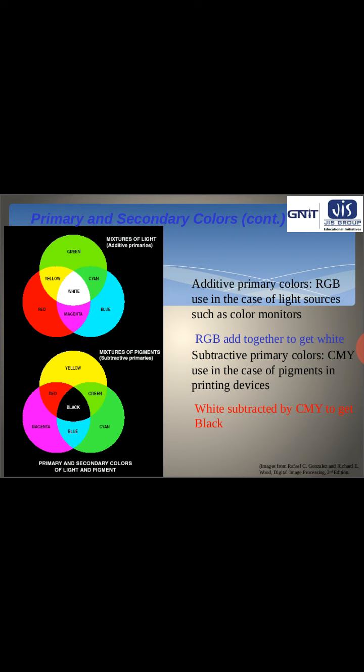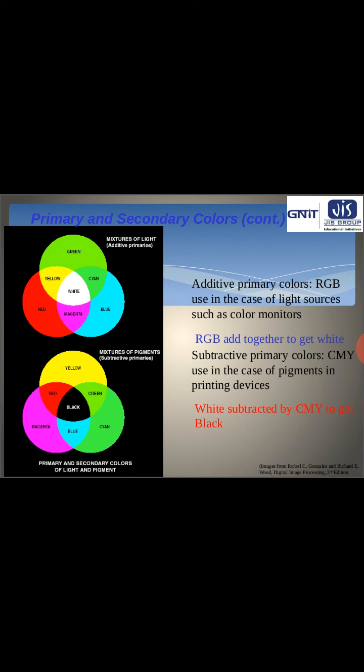So here we can see the mixture of light of RGB, that means red, green and blue. The primary colors here are red, green and blue, and the portion overlapped between green and red is represented by yellow. The portion overlapped between green and blue is known as cyan, and the portion overlapped by red and blue is magenta. And all three, red, green, blue, combined together form white. So this is the mixture of light, the additive primaries.